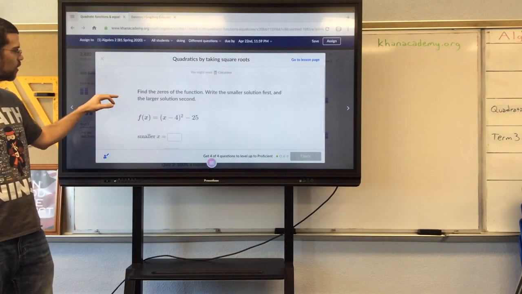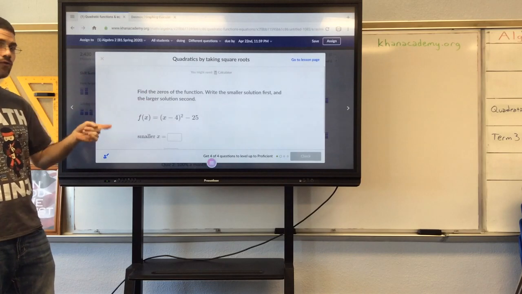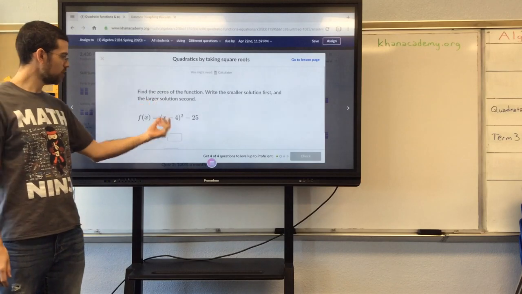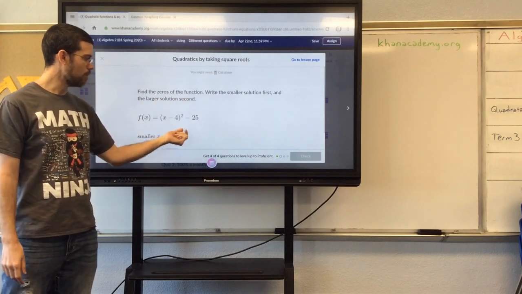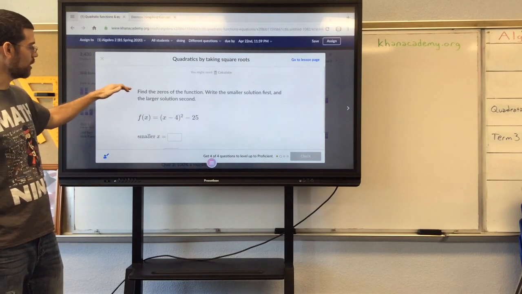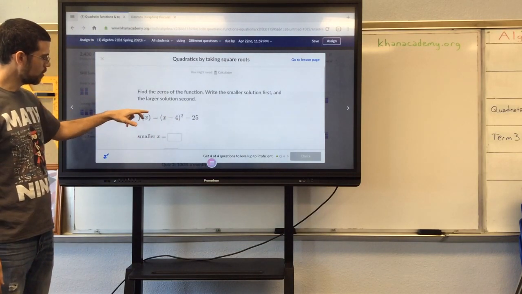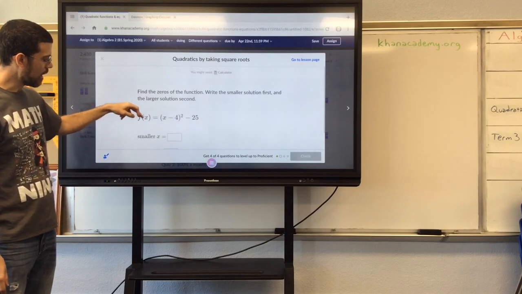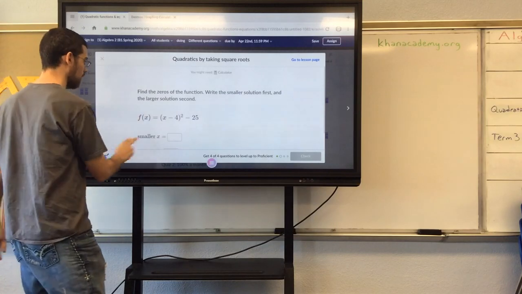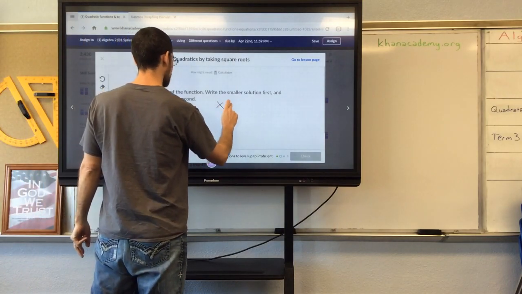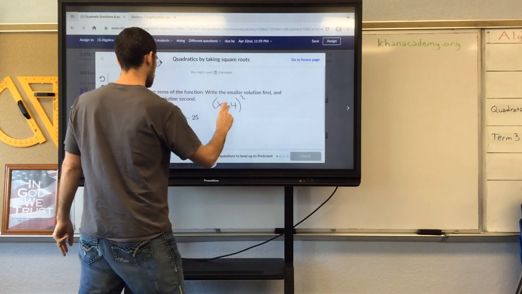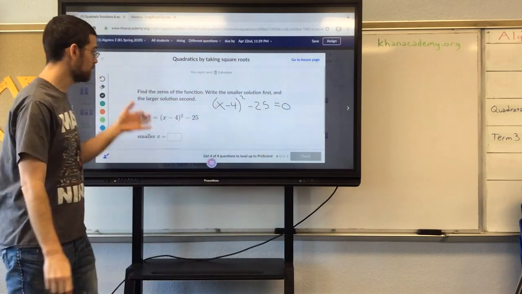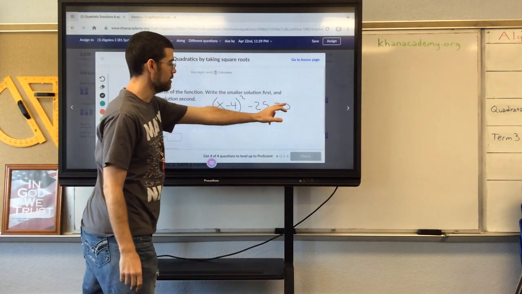All right, next one says find the zeros of the function. Write the smaller solution first and the larger solution second. Here's our function. F of x equals the difference between x and 4 squared minus 25. And so finding zeros means what x values will make the function equal 0. So f of x is going to equal 0, and we can write x minus 4 squared minus 25 equals 0, and we have to solve this equation.